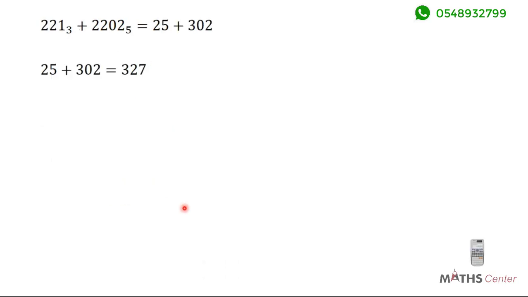So we have now done that. So we now have 221 base 3 in base 10, which is 25. We have 2202 base 5 in base 10, and that is 302. So we can add them. Addition in base 10 is fairly simple, so we can do this. 25 plus 302 in base 10 will give us 327. So we now have our answer here in base 10, but we don't want it in base 10, we want it in base 8. So we can now convert this to base 8.